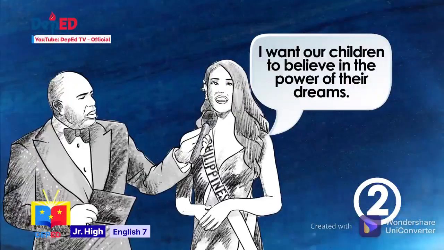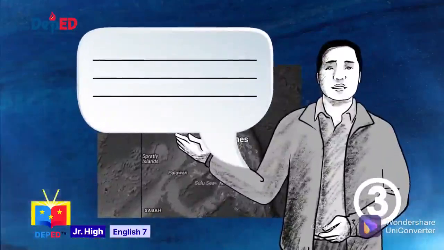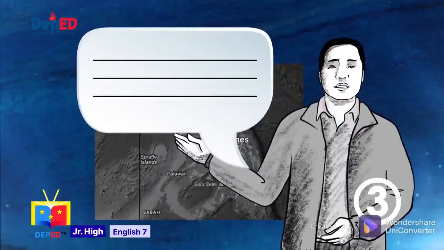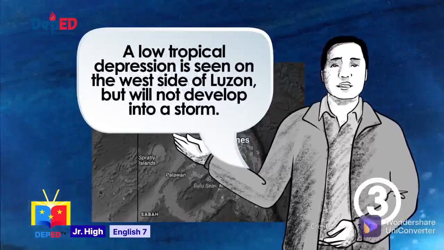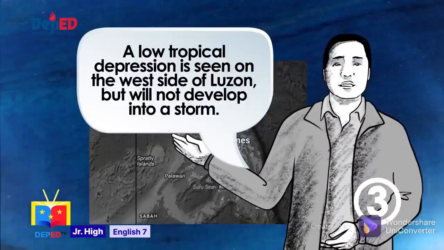And for the last photo, have you seen a similar scene during our last episodes here on DepEd TV? You might have put on your paper, "A low tropical depression is seen on the west side of Luzon but will not develop into a storm."